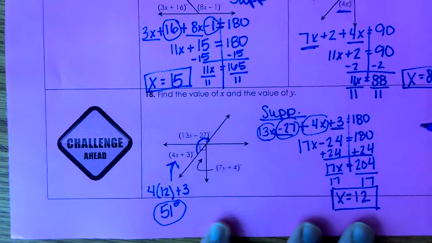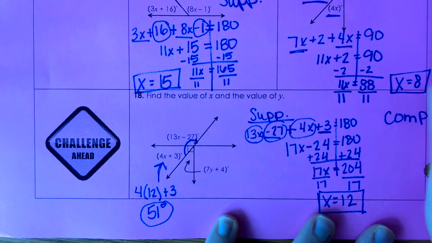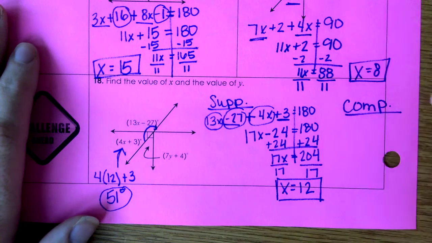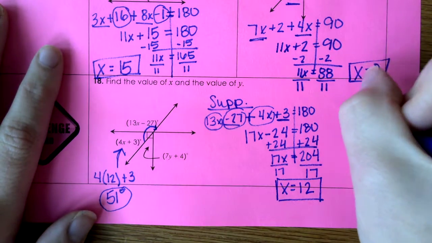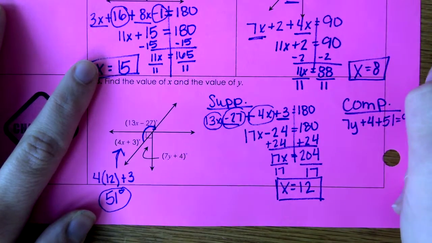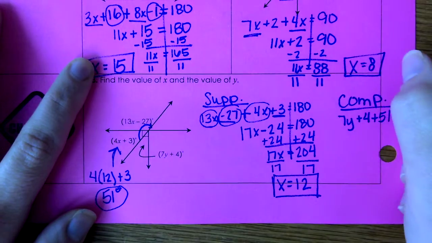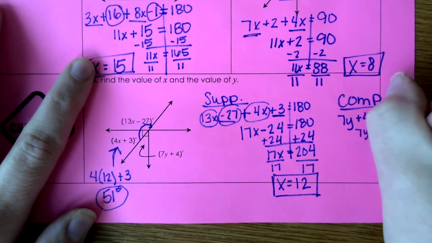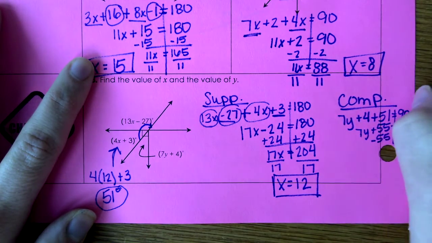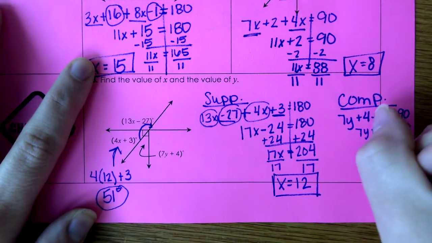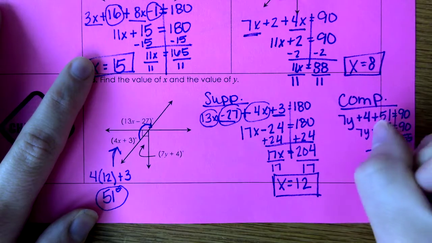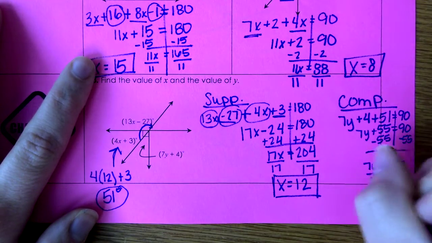So how does that help me figure out my complementary angles? You can plug it in as like a weird equation. Okay, what's my weird equation going to be? 7y plus 4 plus 51. Good. 7y plus 4 plus 51 equals 90. Simplify, you get 7y plus 55 equals 90. And then you subtract 55. Okay, what do I do next? So you get 7y equals 35. Yep. And then divide by 7, and you get y equals 5.